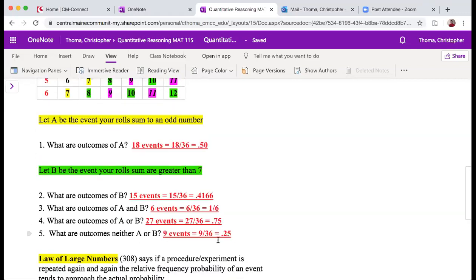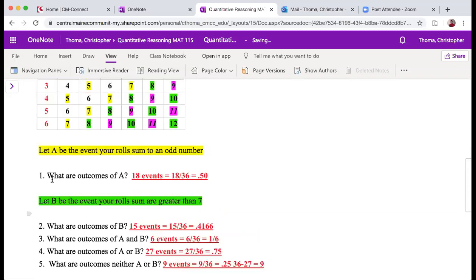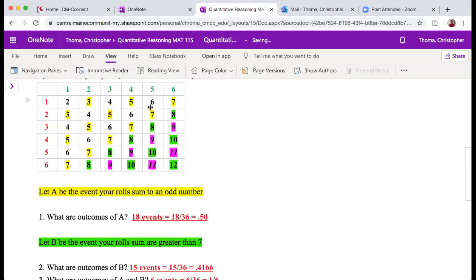And then neither is our lovely complement. So if you take the total sample space, 36, minus 27, that gives you the 9, and that's where these 9 events came from. Or you come up here and you count all the ones that are not colored.